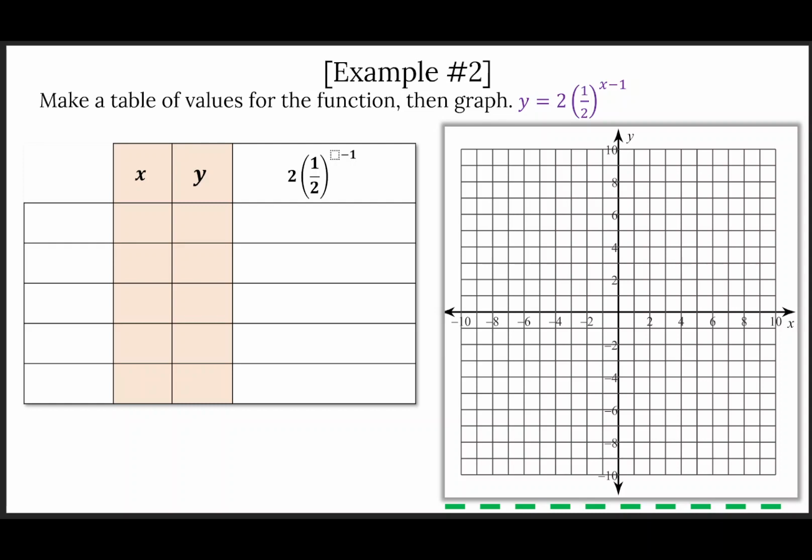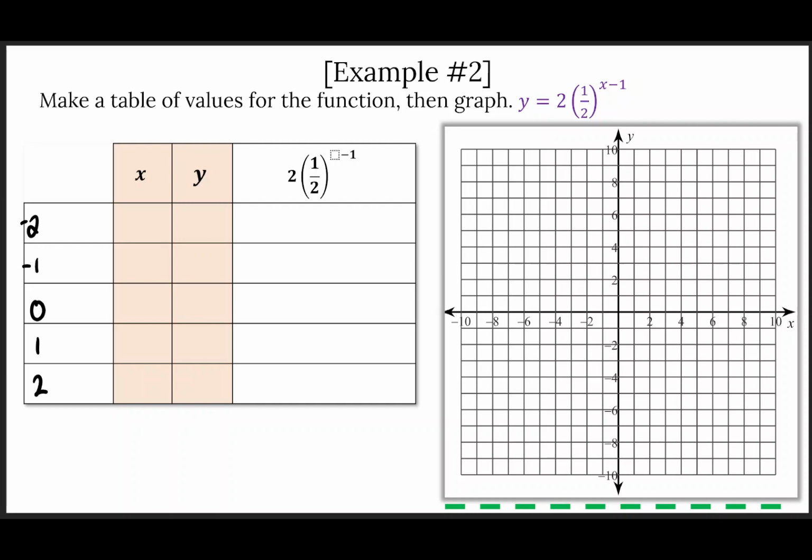Make a table of values for the function, then graph. Y equals 2 times 1/2 to the x minus 1. This is an exponential function. It's kind of nice to start with a generic set of ordered pairs here: -2, -1, 0, 1, and 2.